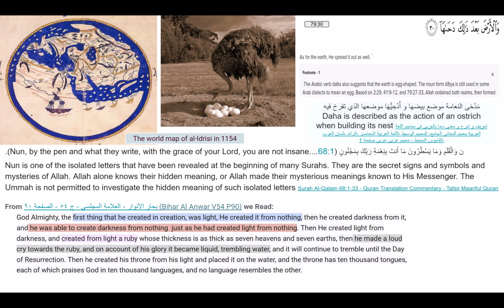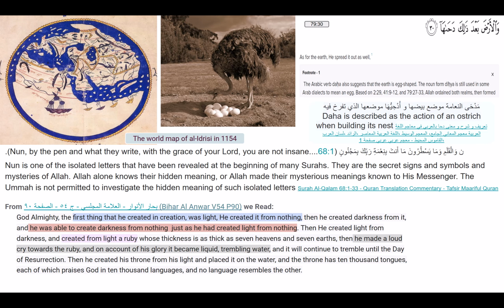Daha is described as the action of an ostrich when building its nest. This is what an ostrich nest looks like. You see that? It's a flat circle, and then you have the mountains at the peripheries of that circle to hold everything in place, to hold the waters in place and the habitable earth in place.